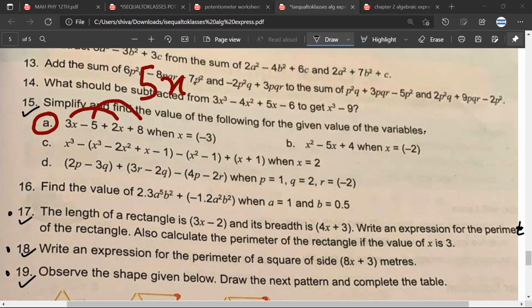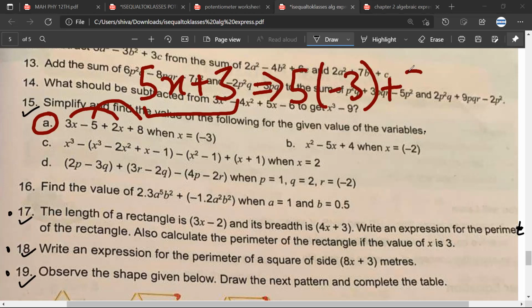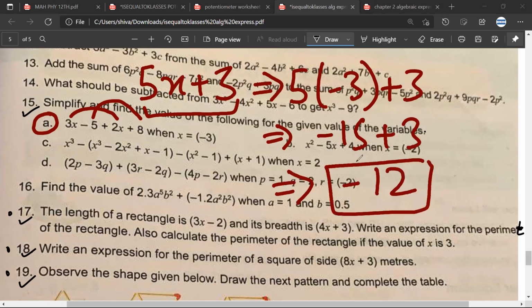So 3. Aryaman, have you understood? Yes. Mr. Satya, have you understood? Yes, sir. And then once I have this simpler expression, then I'll put the value of x to be minus 3. Sarthak, have you understood? Yes, sir. So have you guys got an answer as minus 12? Yes, sir. Mr. Aryaman, Mr. Sarthak, Mr. Satya. Yes.